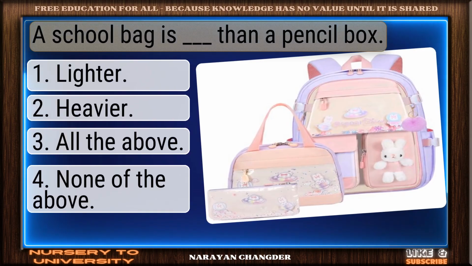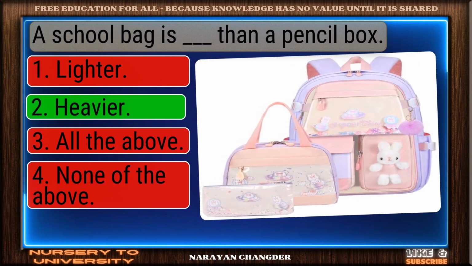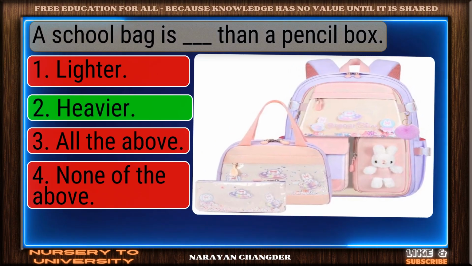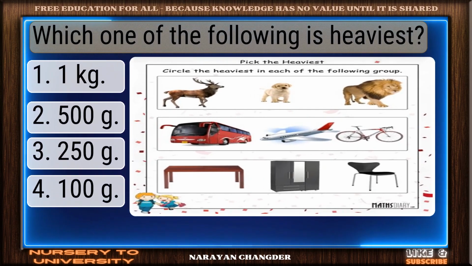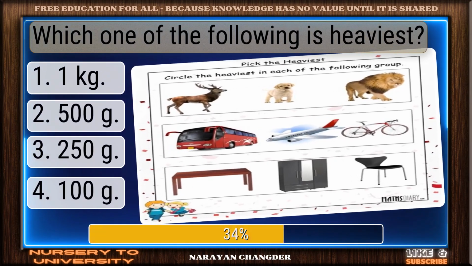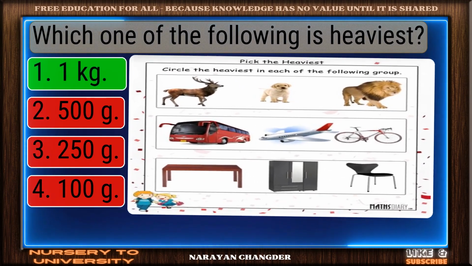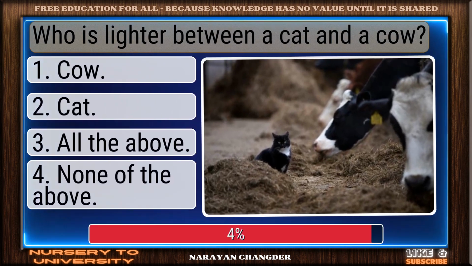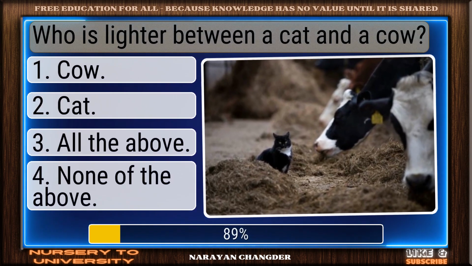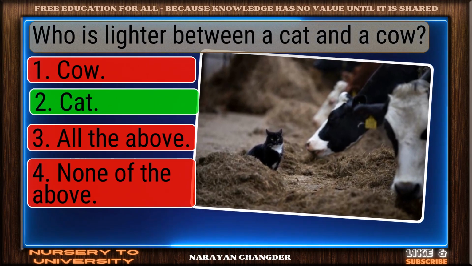A school bag is dash than a pencil box. Excellent choice. Heavier is the right answer. Which one of the following is heaviest? Correct, wongies is the right answer. Who is lighter between a cat and a cow? Nice selection. Cat is the correct and valid answer.